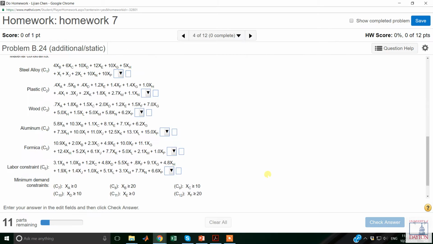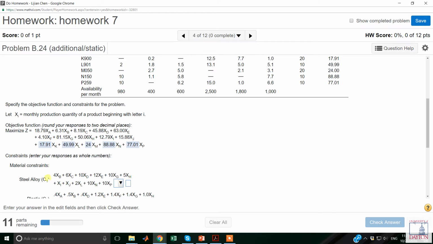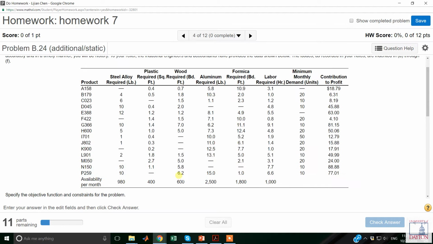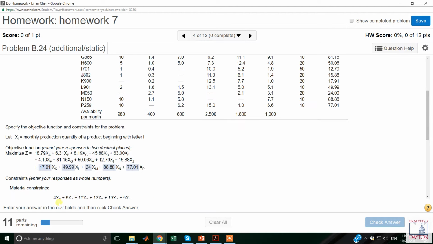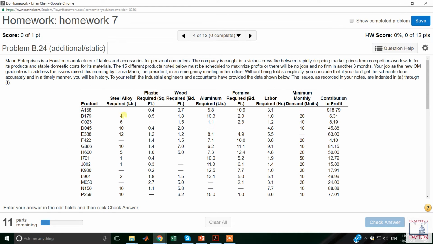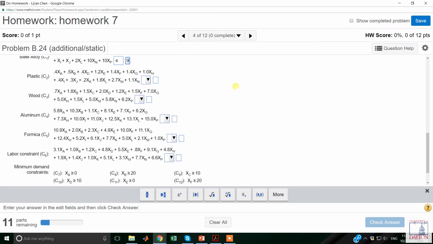All right, now we need to find out what's going on here, because these are the steel alloy and their usage. How many do we get? We get 980, and these are the steel alloy usage. We want to make sure that, for example, we're not using it in A, but in B we use 4 pounds, so it's 4 XB. That's the consumption. So we need to choose less than or equal to 980.